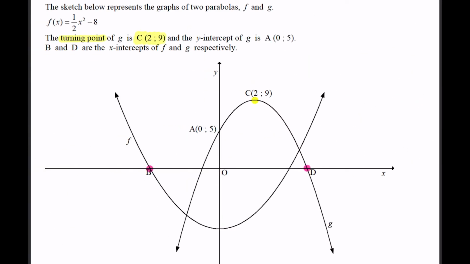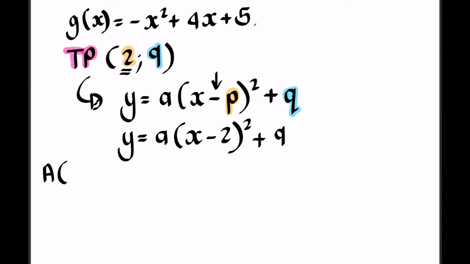In order to get rid of the a, I need to substitute in a second set of information. If I look at the graph g, I can see that I've already used the 2 and the 9, so I can't reuse that piece of information in my formula. So I need to use a second piece of information, and that is what I'm given over here as A (0, 5). So I'm going to take A being (0, 5) and substitute that into my equation.